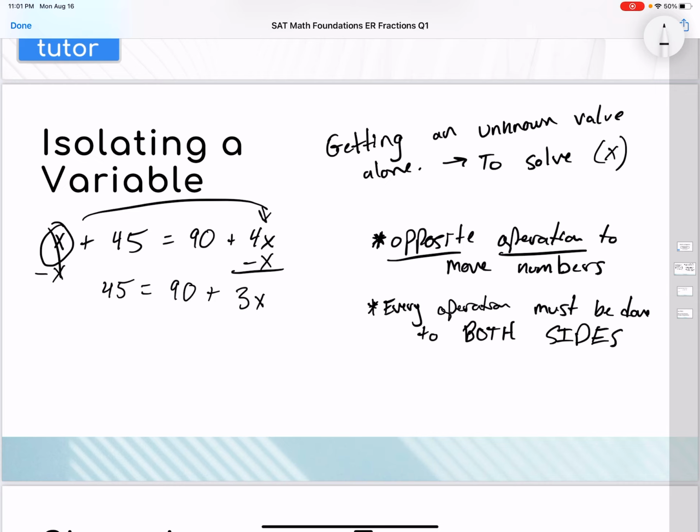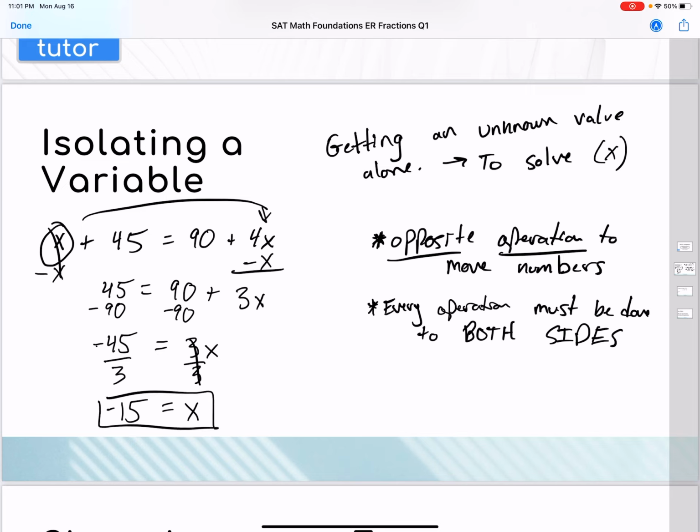From this point, I begin with the thing furthest away from the x, yet still on my same side of the equation, which would be 90. I subtract 90 from both sides. I'm left with negative 45 is equal to 3x. From there, I can divide both sides now by 3. And negative 45 divided by 3 would be negative 15 is equal to x. And that is our final answer.